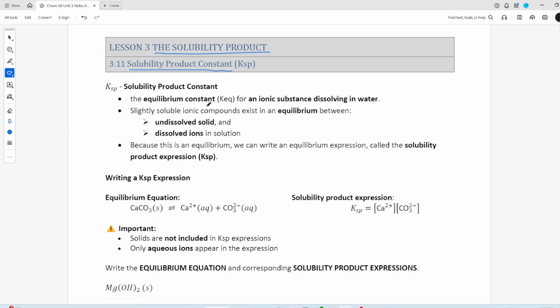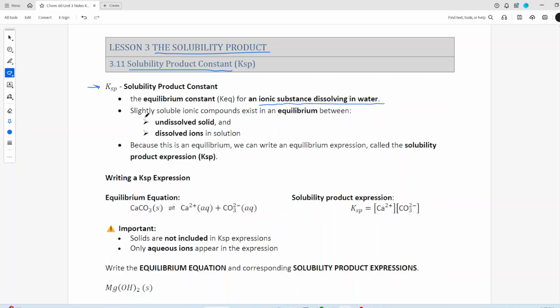Remember, we had the equilibrium constant, and now we have the solubility product constant. The equilibrium constant is KEQ, the solubility product constant is KSP. So KSP is your solubility product constant. It is the equilibrium constant for an ionic substance dissolving in water. It actually is the equilibrium constant, but we give it a more specific name because it's the equilibrium constant for this dissolving in water.